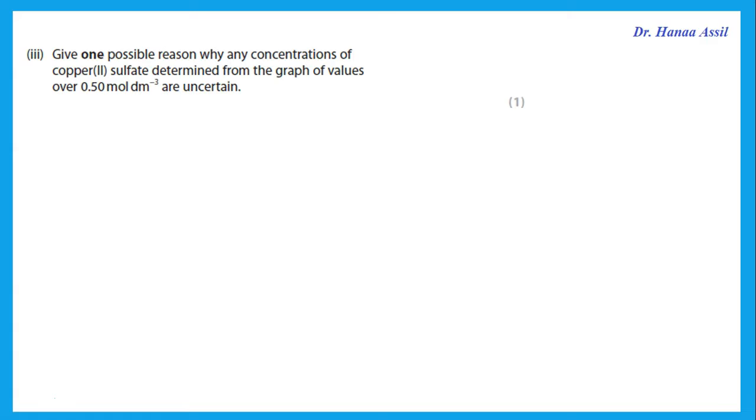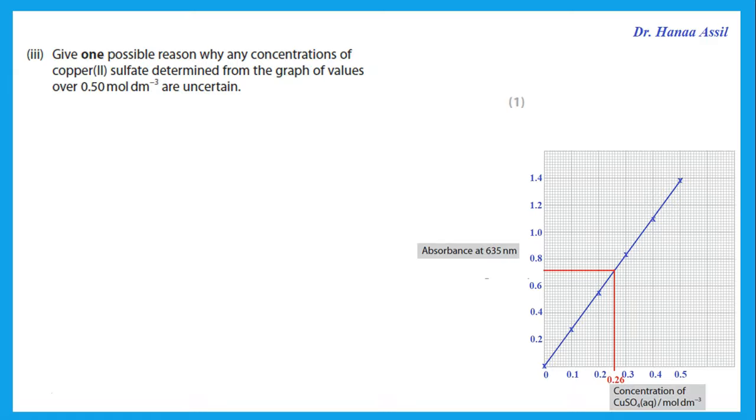Give one possible reason why any concentrations of copper sulfate determined from the graph of values over 0.5 mole per decimeter cubed are uncertain. Now, when we look at the graph, we have that the graph is a straight line up to 0.5. Can we use the graph for concentrations higher than 0.5? Well, not really, because we're not sure what the graph looks like after 0.5. It may not be a straight line, so just extrapolating the line may not give the correct concentration.